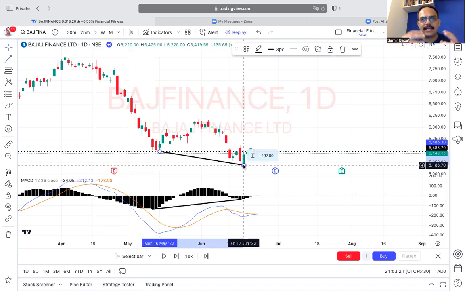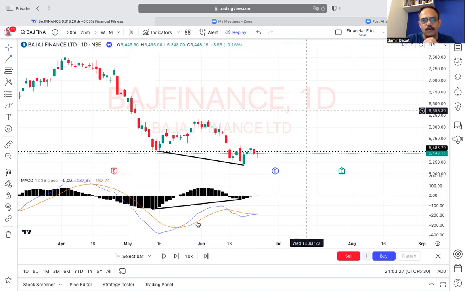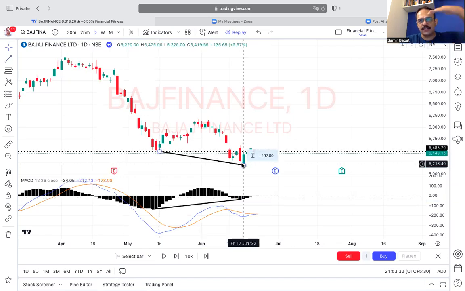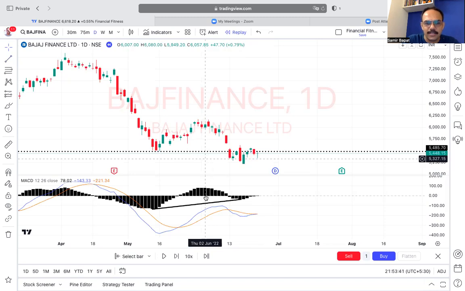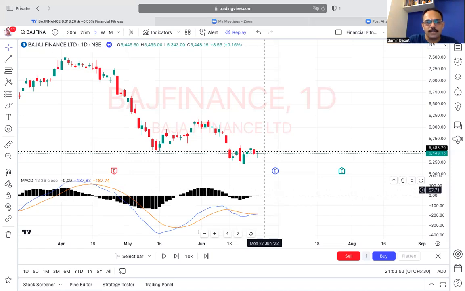This technique, this divergence, is used in multiple indicators, very powerful. Histogram is showing strength, price is showing weakness. This is called divergence. Whenever you get a divergence, then whenever there is a crossover, you should buy. So look at the crossover, look at the divergence, and if you find a divergence, then you buy.